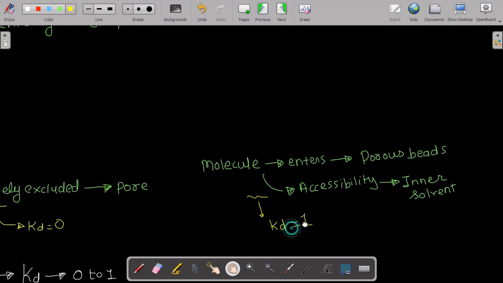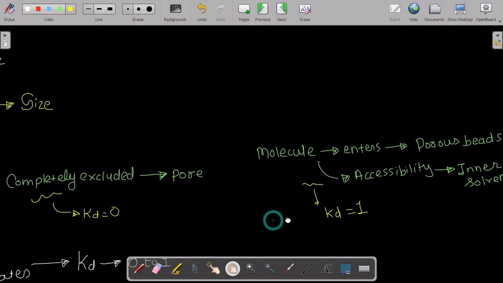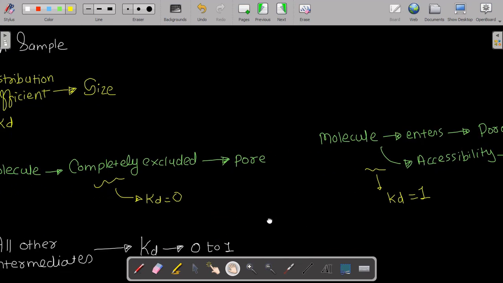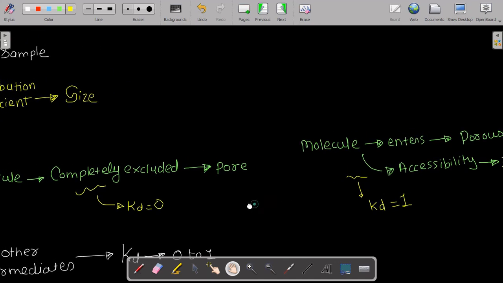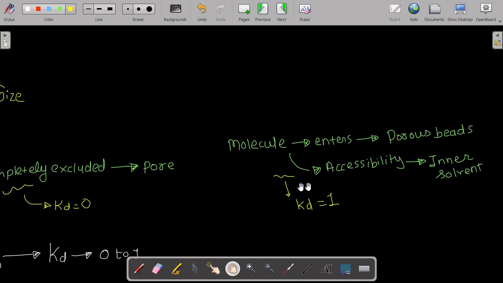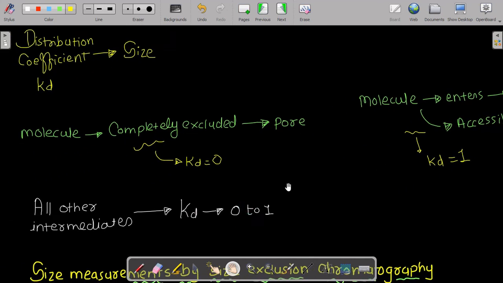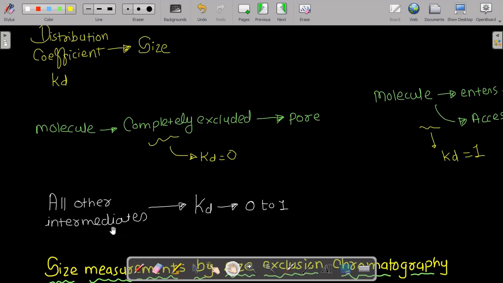So if a molecule is large and cannot enter the pore, then the Kd for that molecule is 0. But if the molecule is small enough to enter the pores of the beads and has accessibility to the inner solvent, then the value of Kd for that molecule is 1. For all other intermediates, the Kd varies from 0 to 1. So for larger molecules it is 0, for the smallest molecules it is 1, and for all the intermediate molecules it is from 0 to 1.